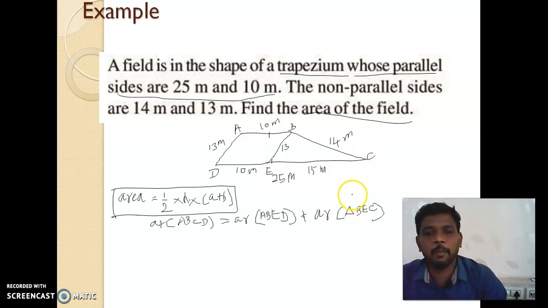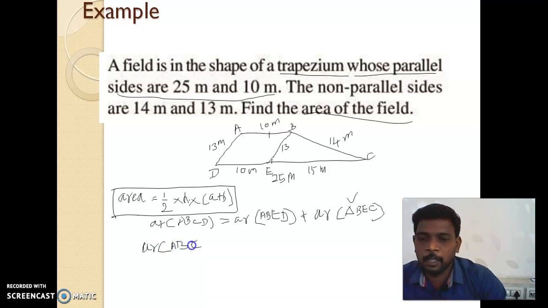Now how can I find out the area of the triangle BEC? The lengths of the three sides, that is 13 meter, 14 meter, 15 meter, are given here. So by using Heron's formula, you can find out the area of the triangle. Now how can you find out the area of the parallelogram ABED? The area of a parallelogram you already know: area of parallelogram ABED equals base into height, B into H.